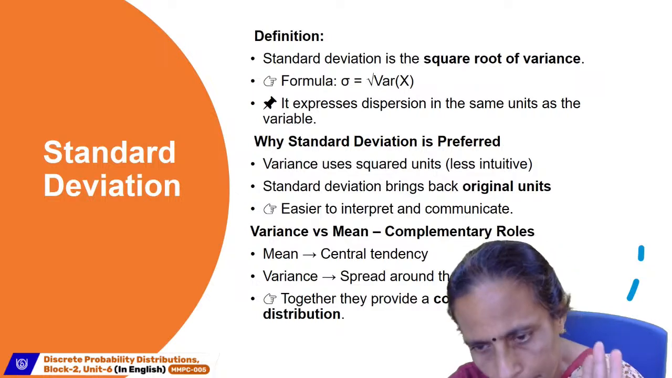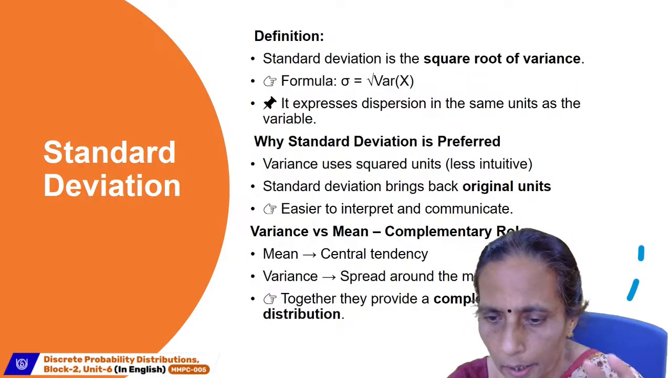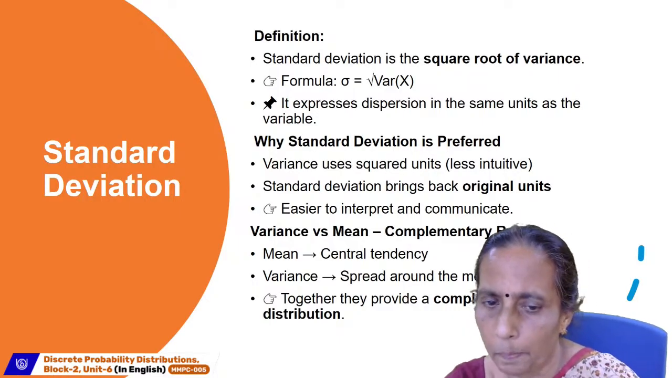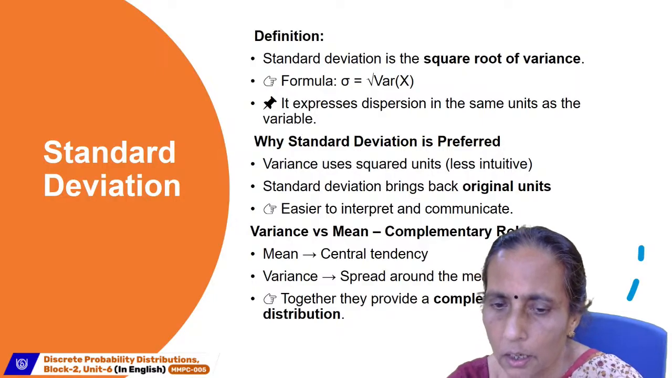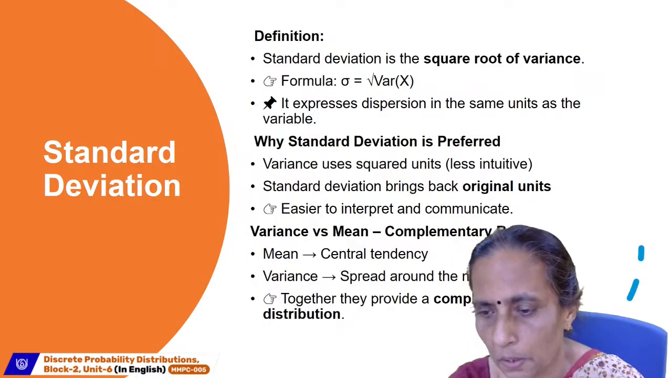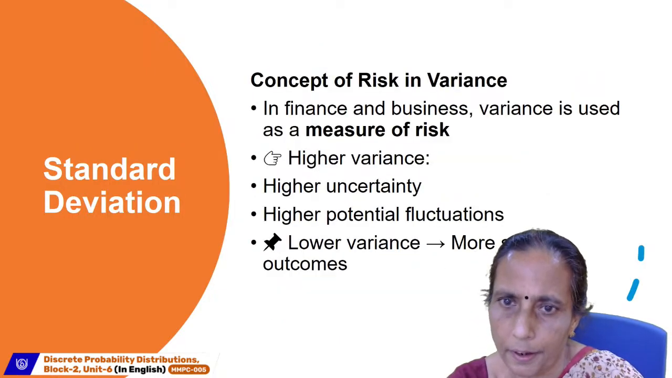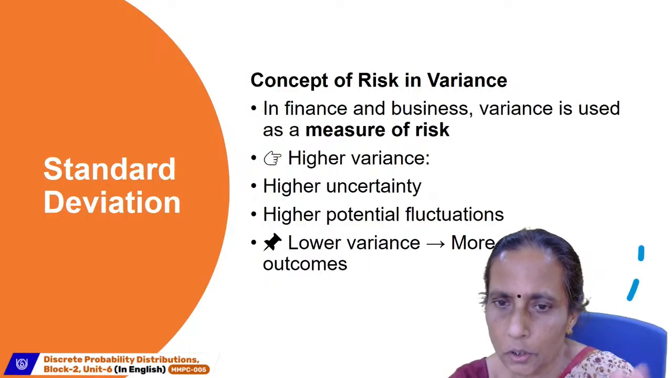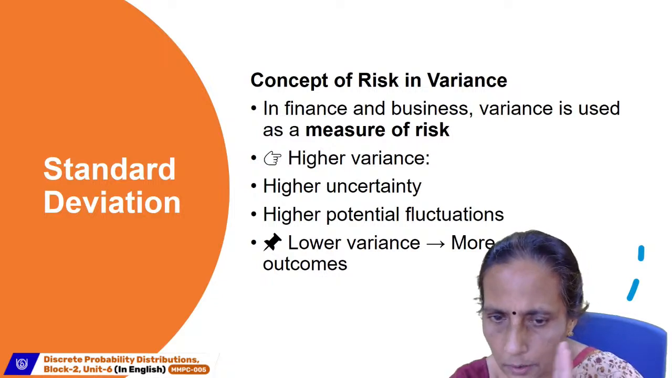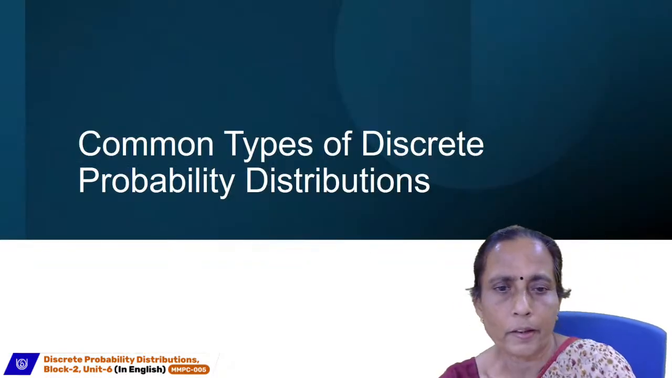So while studying each and every probability distribution, we need to study the mean, or the expectation, and the variance of each distribution, which will give us the entire picture of that specific distribution. Now, the concept of risk and variance in finance and business: variance is used as a measure of risk. The higher the variance, the higher the uncertainty and potential fluctuations; the lower the variance, the more stable the outcomes.